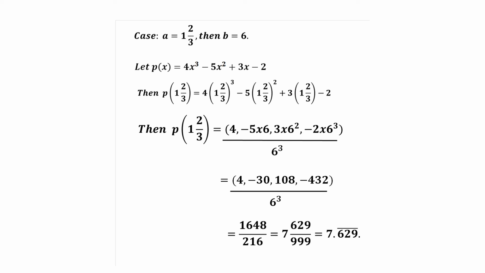We will then form the tuple 4, negative 30, 108, minus 432. To start it off, you would add 440 and take away 44 in the next cell, and you work that out. It's 1,648, and you divide by 6 cubed, which is 216, and that works out to be 7 and 629 over 999. And if you want to write it as a decimal, it is equal to 7.629 repeats forever.